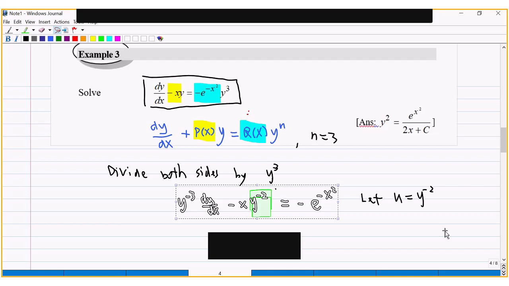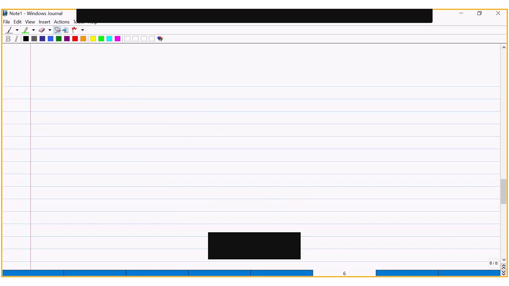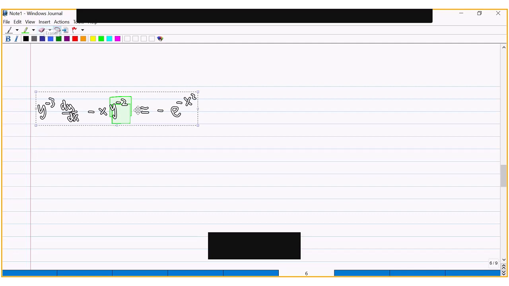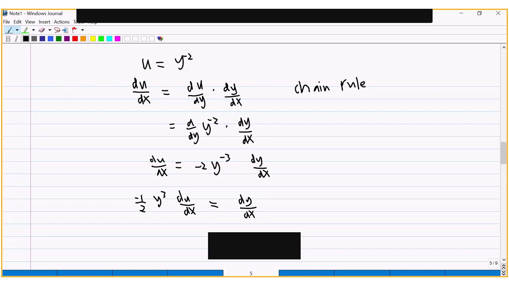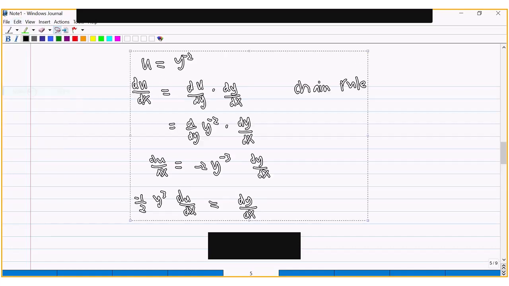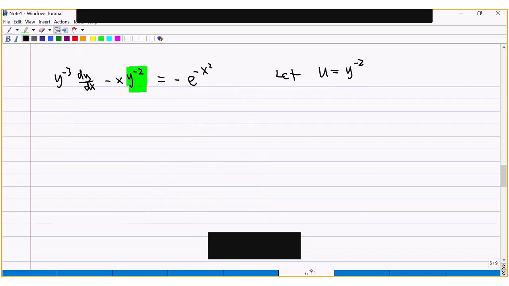So let's put here the earlier equation. I need a new page here. So this is the earlier equation, and my u is y power minus 2. I also have just now dy dx, and dy dx is this one.